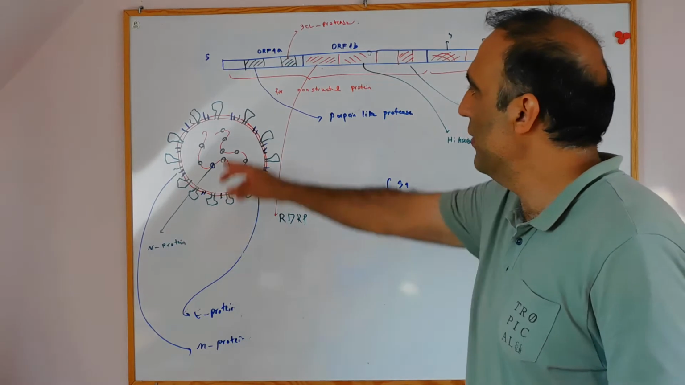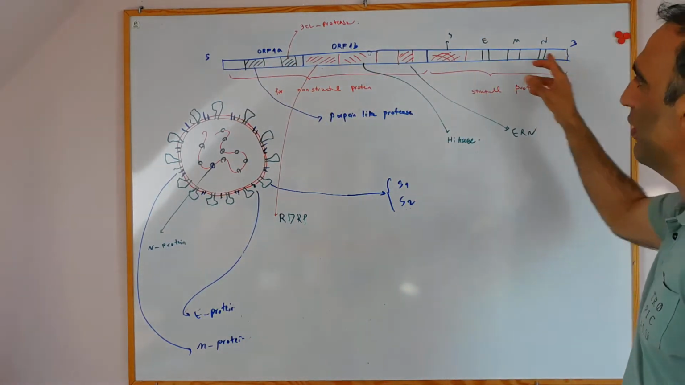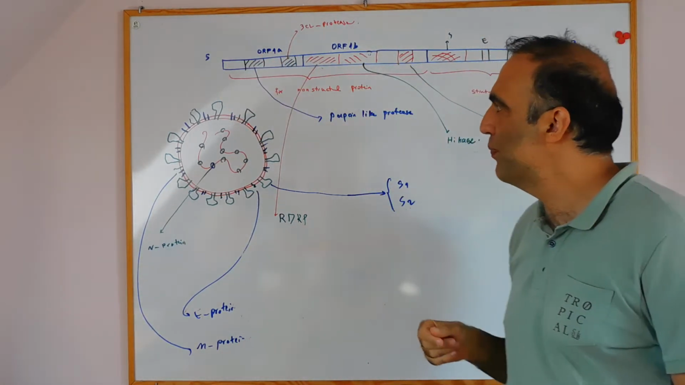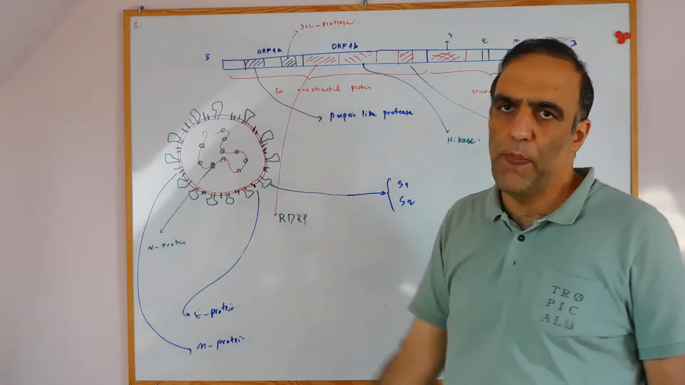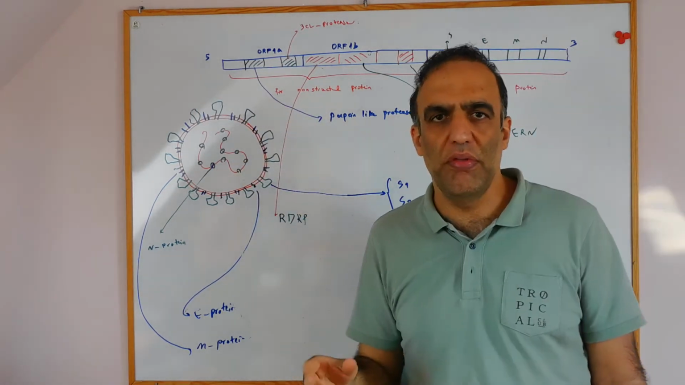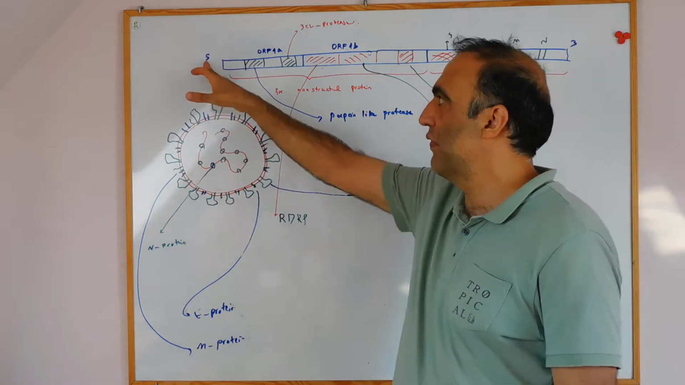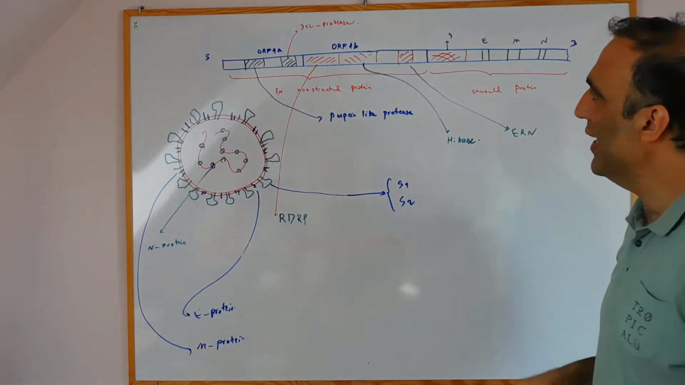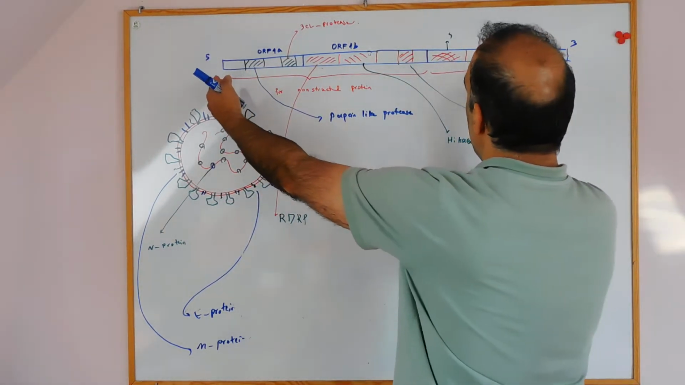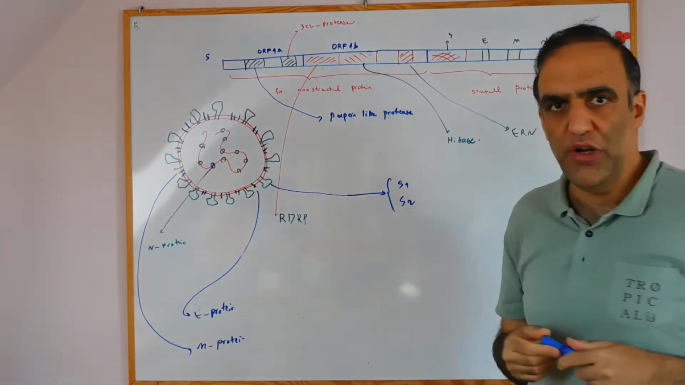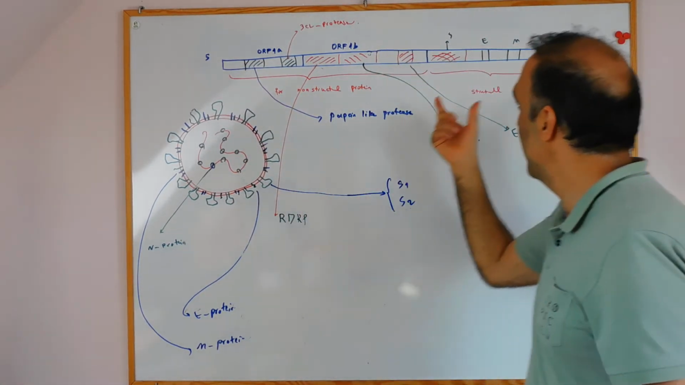As you see here, I draw the genome of the COVID-19. It is around 30 kilobase and it starts from the 5 prime end here. It has two important parts: one for non-structural proteins and one for structural proteins.